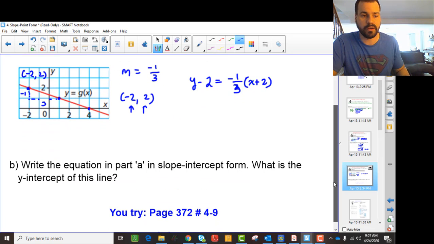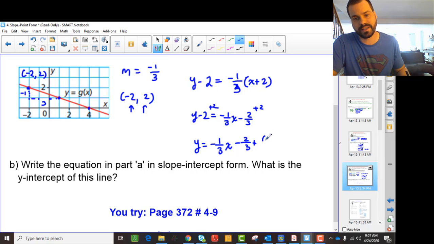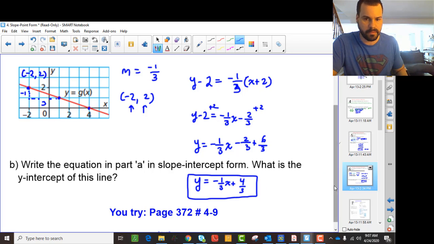And then it wants it in slope-intercept form. So I'm going to just go y minus 2 is equal to minus 1/3 x minus 2/3. And then I'm going to add 2. So that means y is minus 1/3 x minus 2/3 plus 2, but 2 is going to be 6/3. So that means I have minus 1/3 x plus 4/3. That's my equation. And so my y-intercept then is 0 and 4/3.